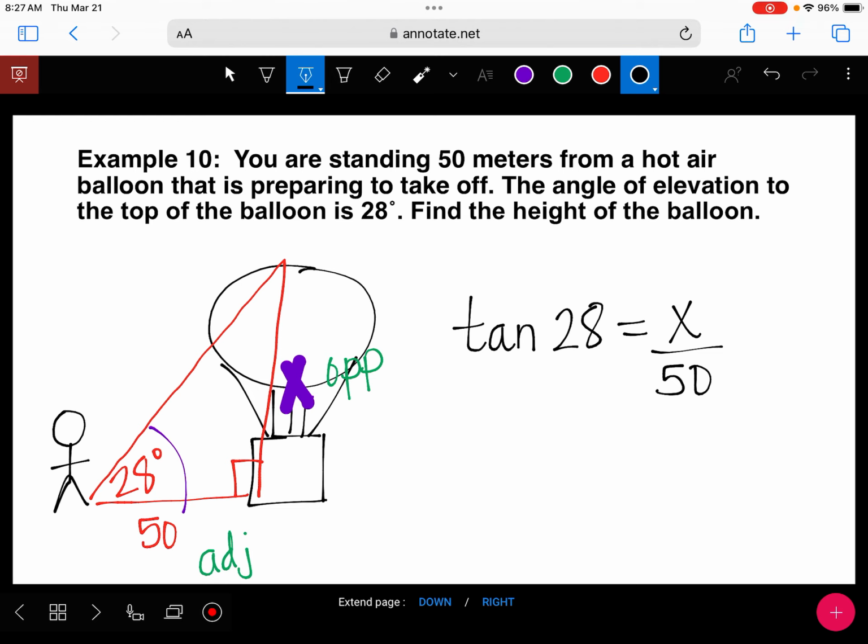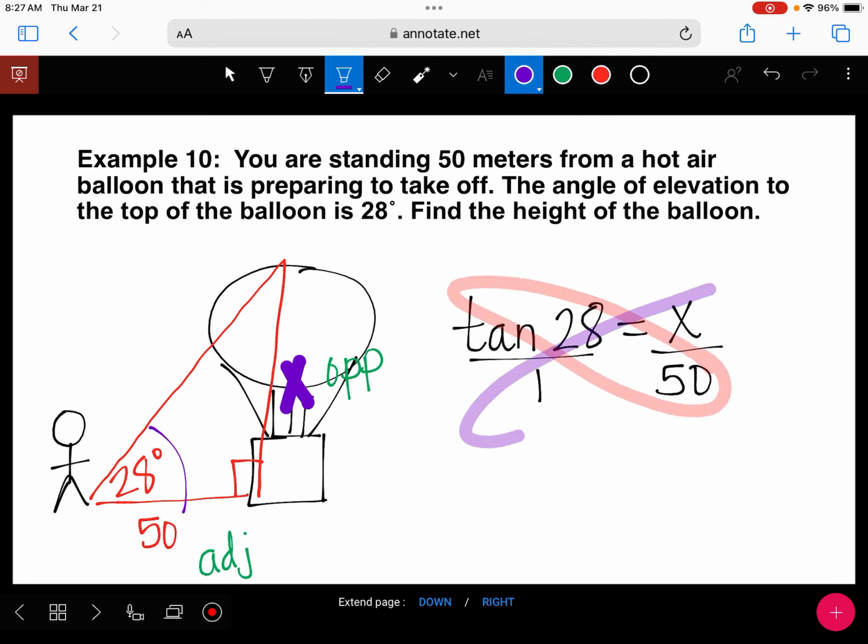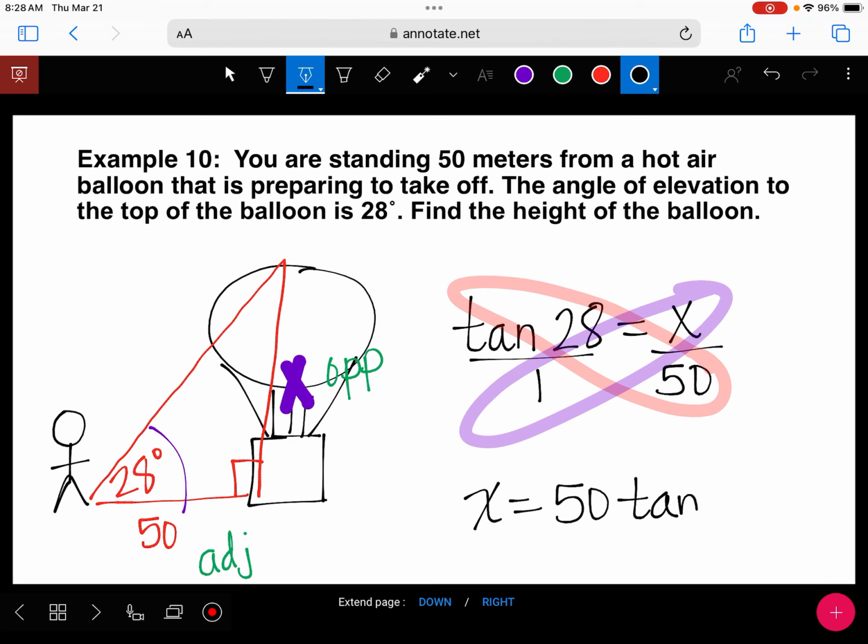All right, who used tangent? Okay, good. So the height of the balloon would be opposite of where I'm standing. And if I'm 50 feet away, that's the adjacent side. So you can go ahead and put that over 1. Let's cross multiply. So x equals 50 times the tangent of 28 degrees. And that would be 26.6 feet.